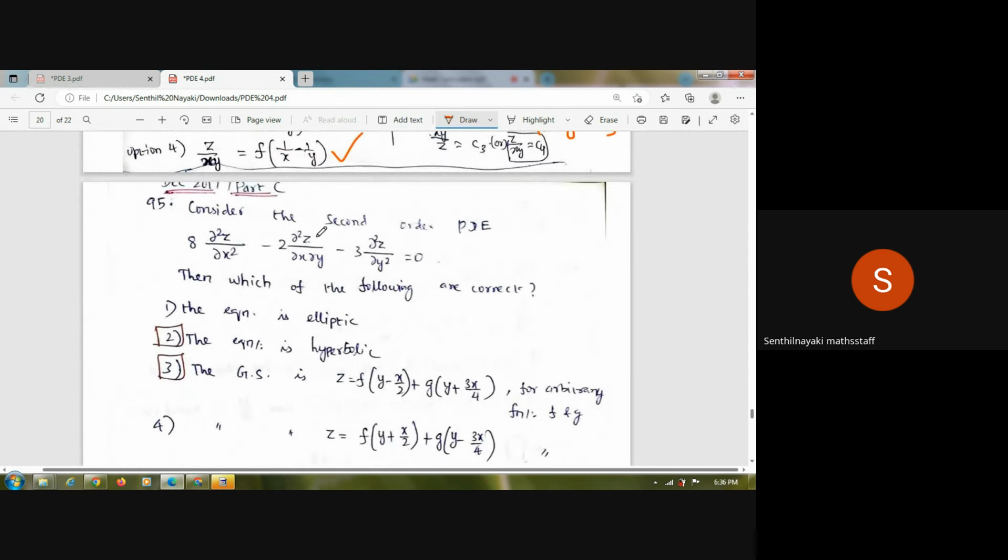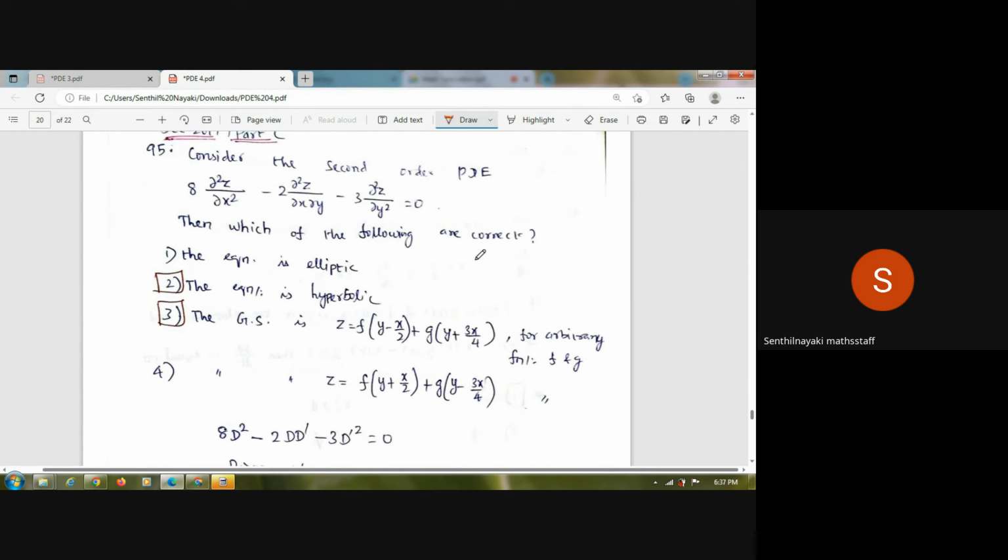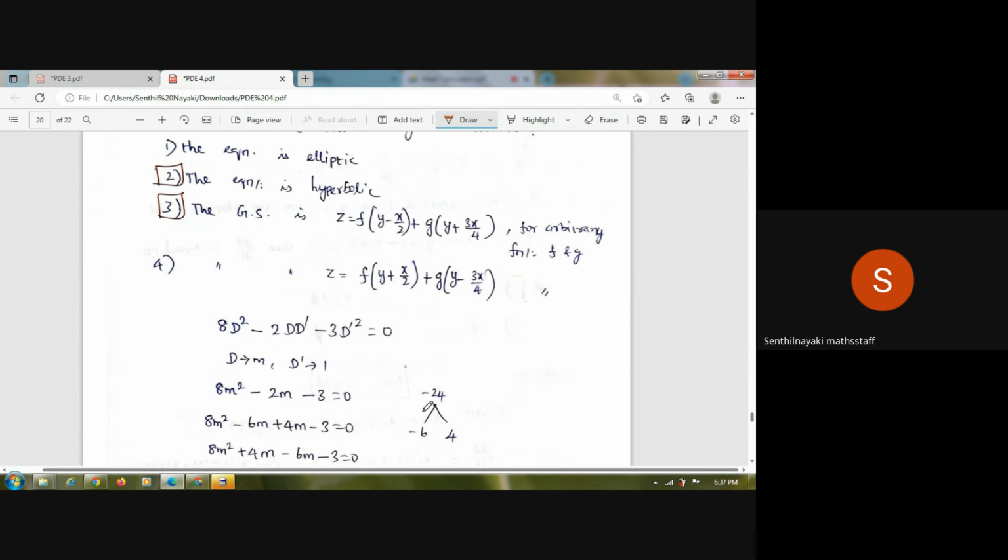Next, this is an example for the classification. So here, this is a second order PDE, 8 zxx minus 2 zxy minus 3 zyy. We have to find out the classification. So here, there are 4 options. In the first two, this is the type of PDE. In the second, third and fourth, we have the solution of the PDE. So first we have to find the solution of this second order PDE.